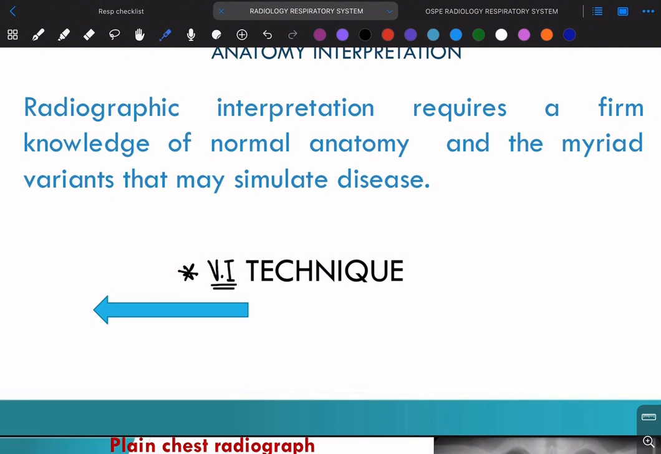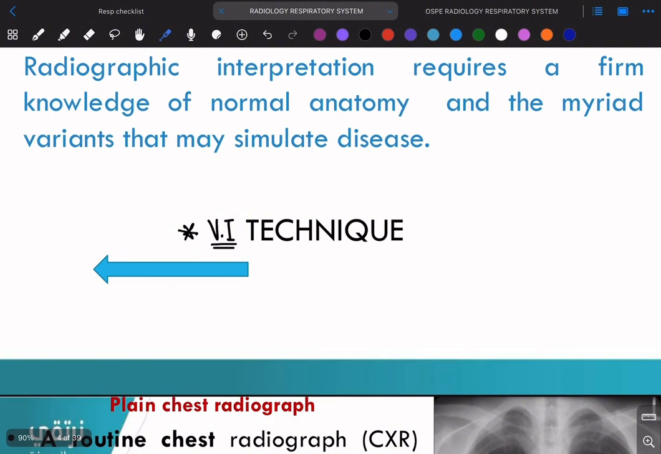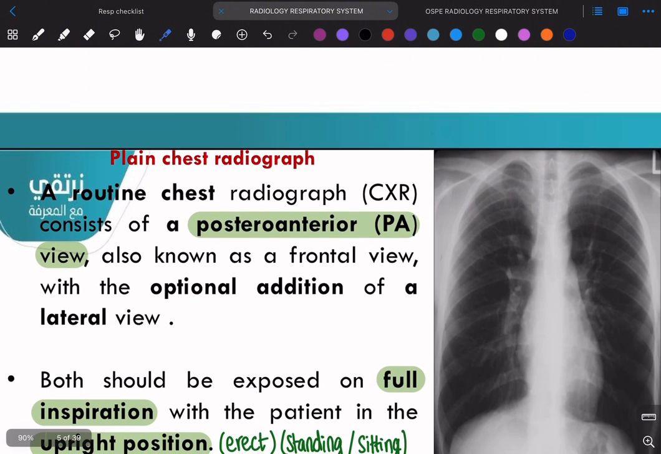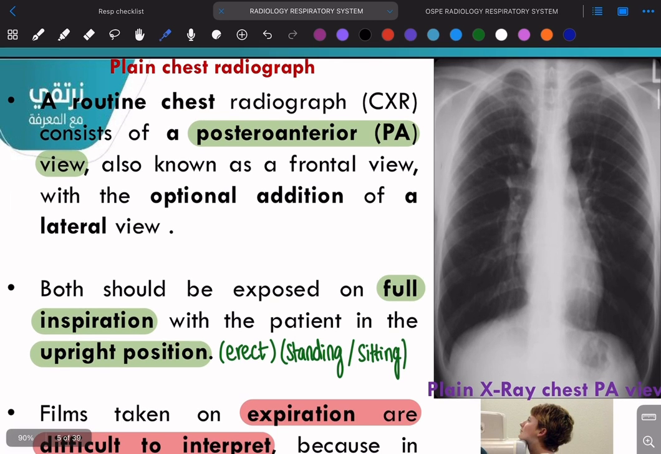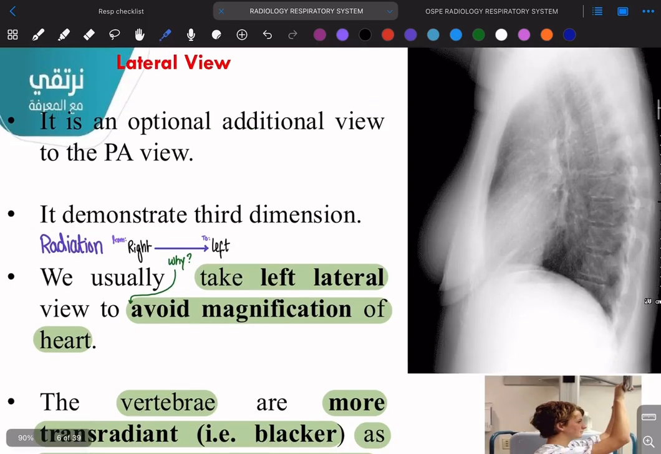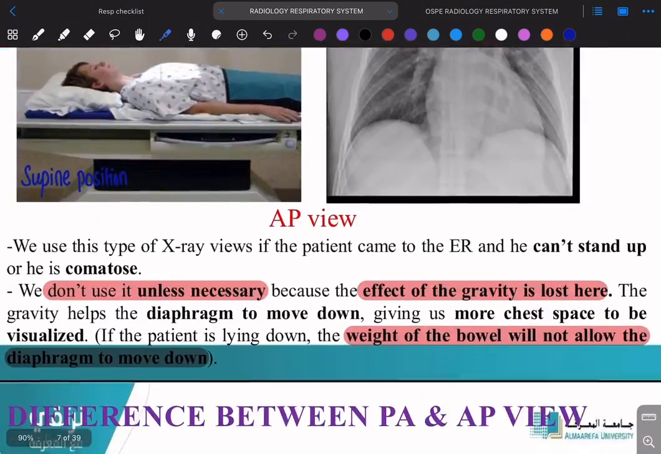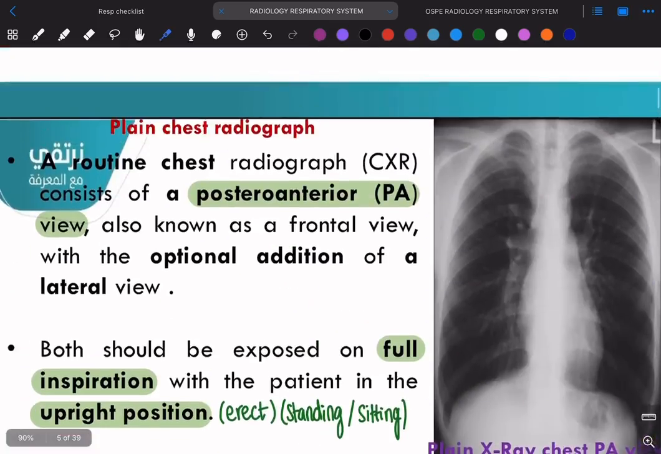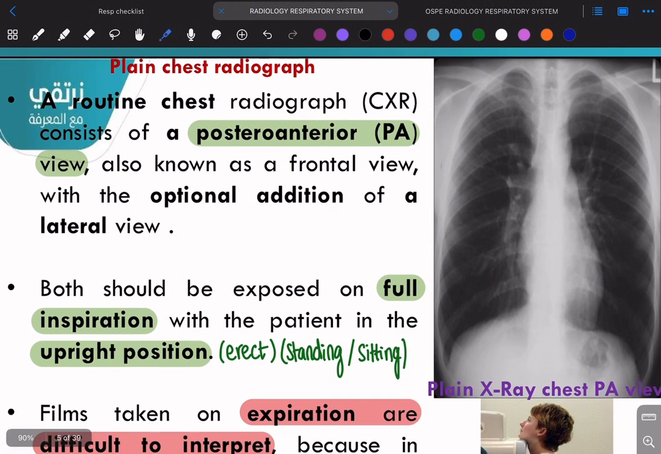Why? Because the physician is going to read this x-ray and diagnose the patient accordingly, right? So if the technique used to take the x-ray is incorrect, that means the patient is going to get a wrong diagnosis. So now let's see the correct techniques, or the correct ways of taking the plain chest x-ray. For the chest x-ray, we have three views. We have the PA view, the lateral view, and the AP view. So posterior anterior view, lateral view and anterior posterior view.